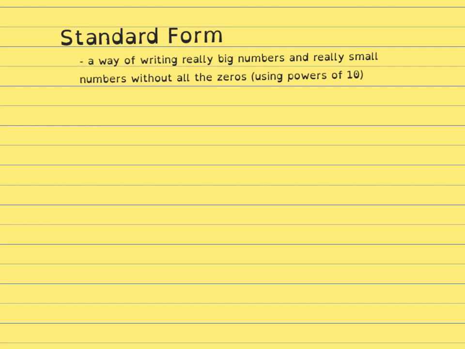So today we're going to be going over standard form, which is a way of writing really big numbers and really small numbers without all of the zeros. In general, when we're done with the number, we want it to look like some number, a, times 10 to a power. We're just going to put k, where a needs to be bigger than 1 but less than 10, and then k has to be an integer.